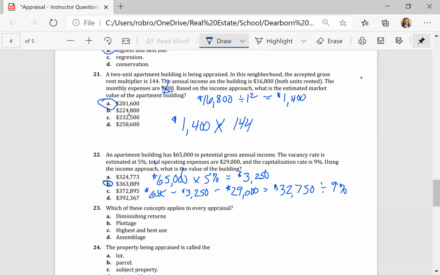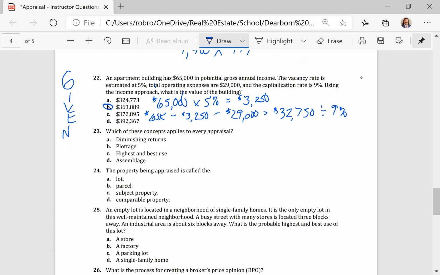All right, I'll tell you, this is probably one of the hardest questions when it comes to the math, but you see, it's not really that hard if you remember GIVEN. And that's why you have to remember those acronyms. Gross income minus vacancy, minus expenses equals net operating income. So that's the whole point. That one's pretty tricky, and if you got that, great job. All right, let's rock and roll.